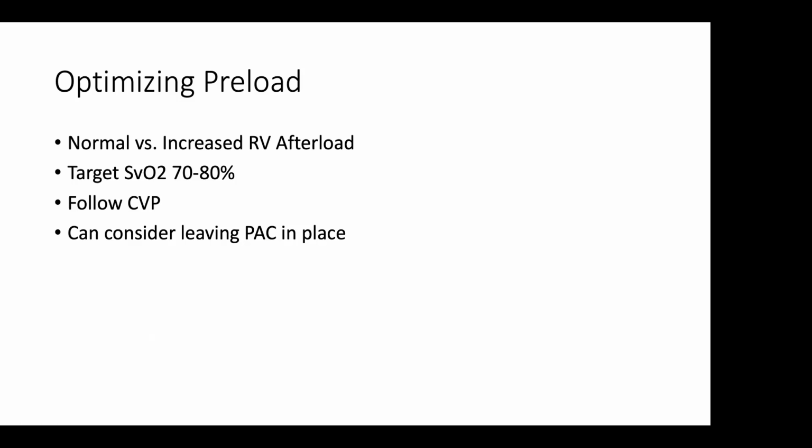And once you try to optimize your preload, they would ask me, what do you usually follow? Do you follow mixed venous target? Do you follow your CPP? Do you leave your Swan-Ganz in place? Me personally, I would try to optimize my preload using a couple of modalities. I like to follow my mixed venous. I like to target it between 70 to 80%. And I like to follow the trend of CPP. The absolute number itself is not quite important, and truly it depends on the clinical scenario.